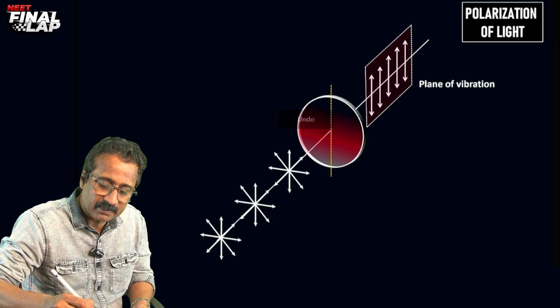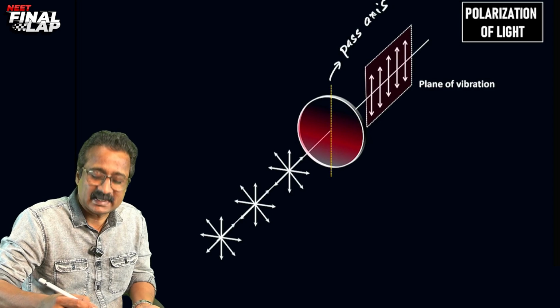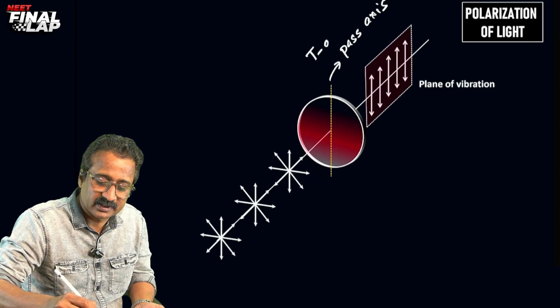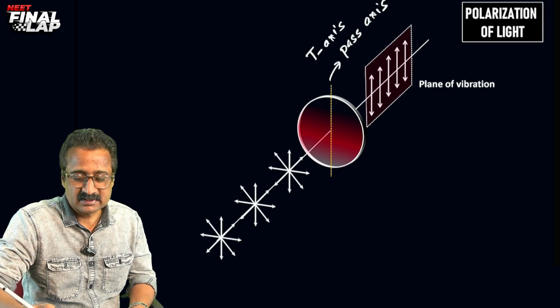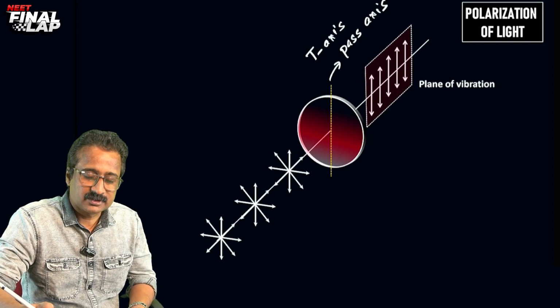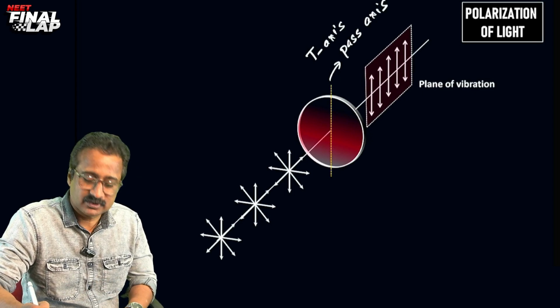That line is called pass axis or transmission axis. You can call it pass axis, okay, or transmission axis. I will abbreviate transmission axis as T axis for now. So T axis or transmission axis, pass axis, that's the way the direction is known to be. Okay, so that's the way we understand the terms.